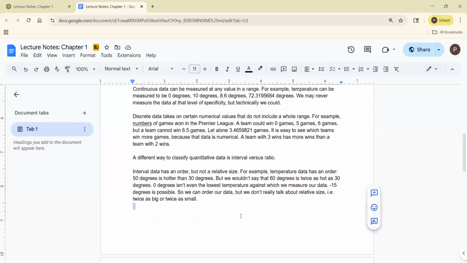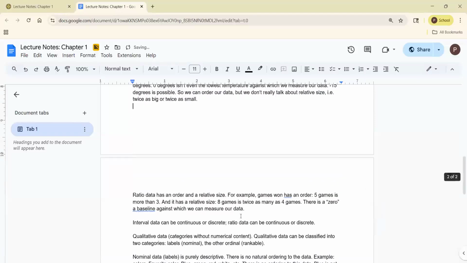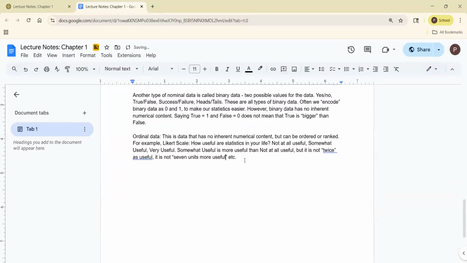All right, let's talk about our next topic from Chapter 1. Our next topic is types of statistics. There are two types of statistics that we're going to study in this class. The first are descriptive statistics, and the second are inferential statistics.